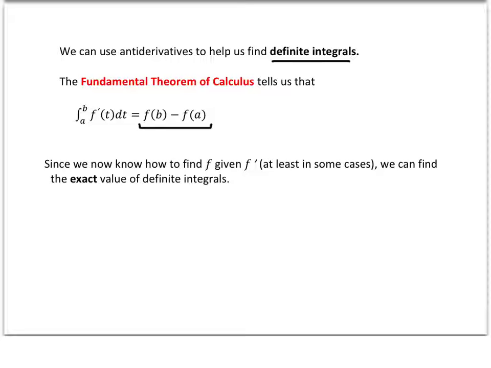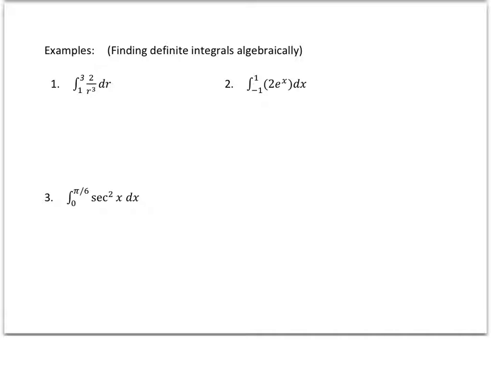So now we can find the exact value of definite integrals. Since we actually have the two pieces now, we know how to integrate from f prime back to f. And we know the definition of a definite integral is f of b minus f of a. Let's look at some examples. So here are some examples for us. The first thing that we're going to do is find the antiderivative like we were doing in yesterday's notes, or in Thursday's notes. That'll be yesterday. So we're going to integrate from 1 to 3.